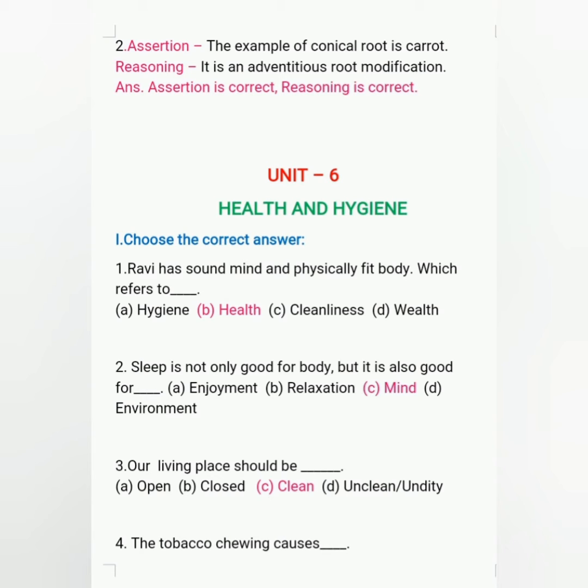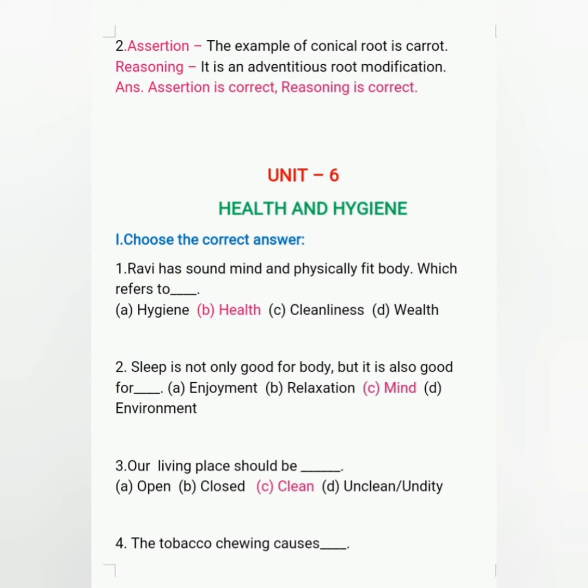Next, Unit 6 Health and Hygiene. First Roman, choose the correct answer. Question number 1. Ravi has a sound mind and physically fit body, which refers to dash. The options are hygiene, health, cleanliness, wealth. The correct answer is health. Question number 2. Sleep is not only good for body, but it is also good for dash. The options are enjoyment, relaxation, mind, environment. The correct answer is mind.